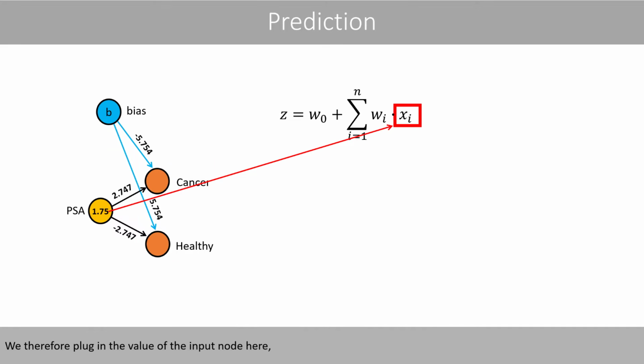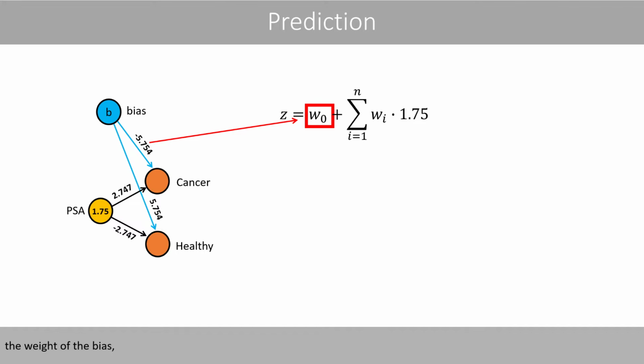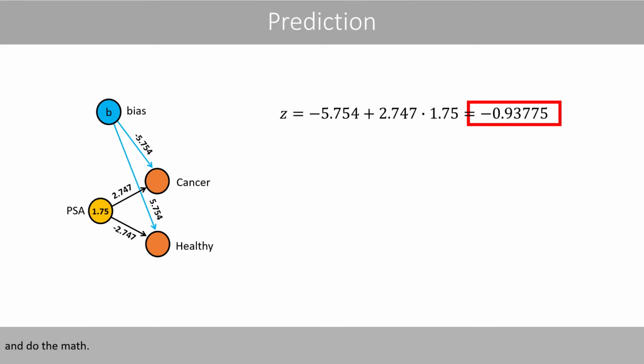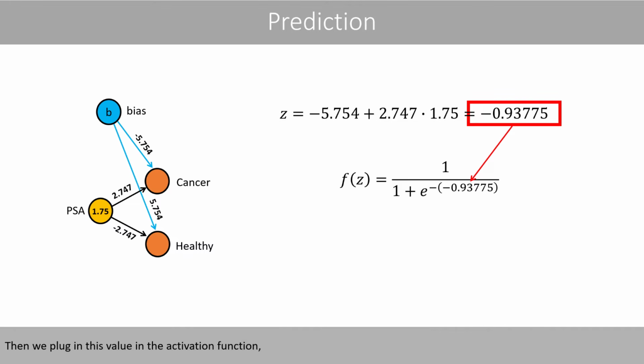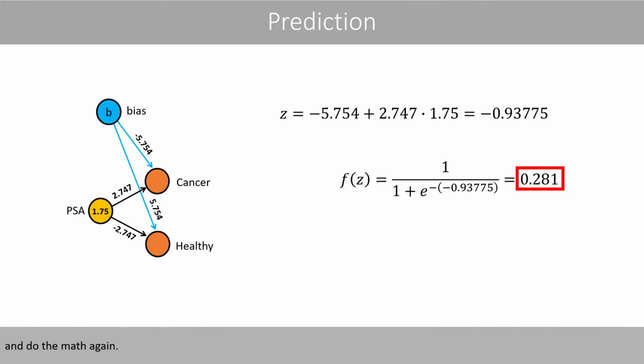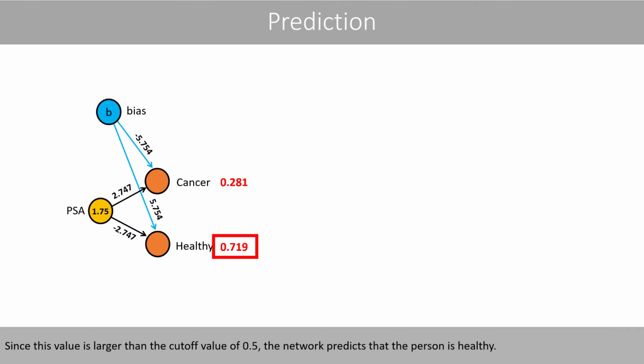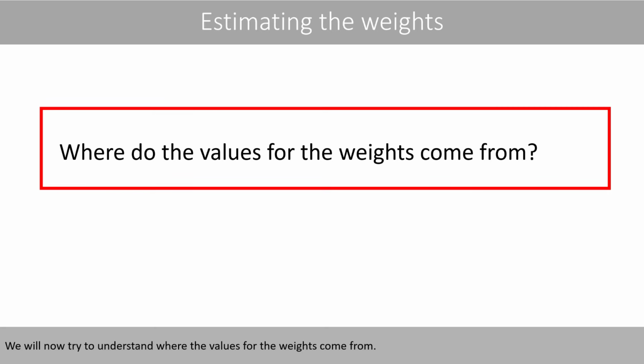We therefore plug in the value of the input node here, the weight of the bias, and this weight here, and do the math. Then we plug in this value in the activation function, and do the math again. 1 minus 0.281 is 0.719. Since this value is larger than the cutoff value of 0.5, the network predicts that the person is healthy. We'll now try to understand where the values for the weights come from.